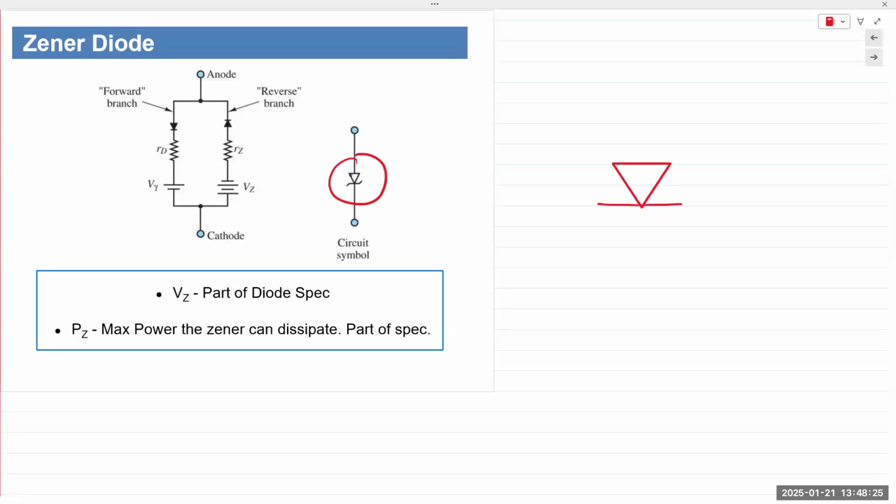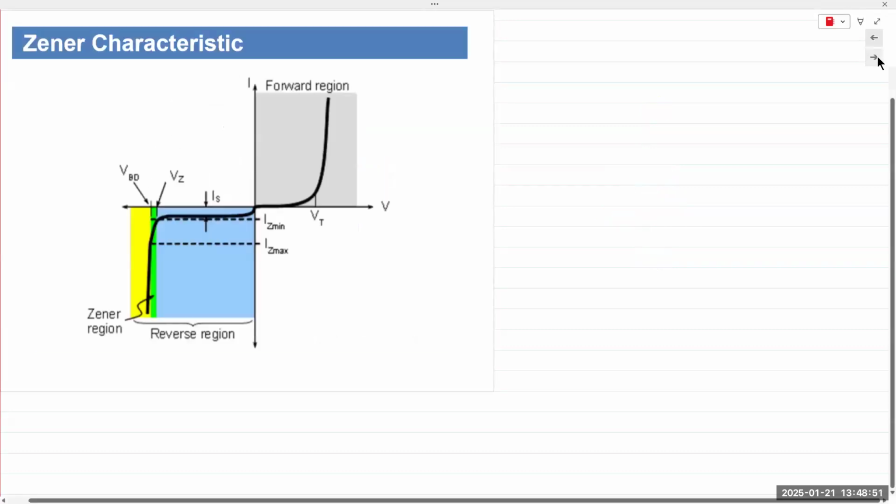The cathode is still a flat line, but it now has whiskers. Still the cathode. This is still the anode. And I'll explain why it works in reverse bias. So let's go to the next slide for now.